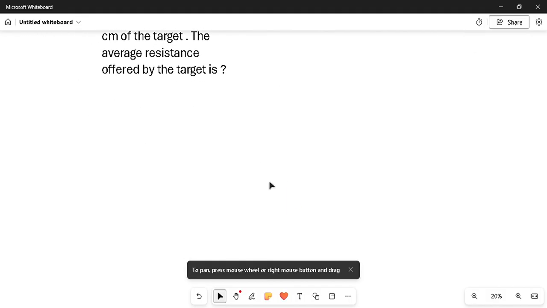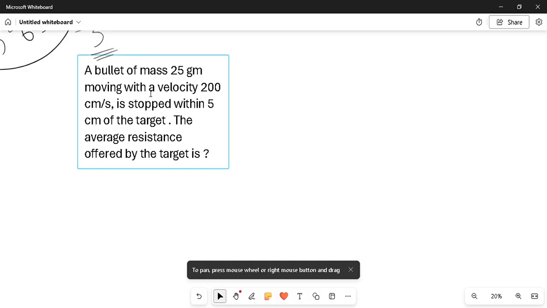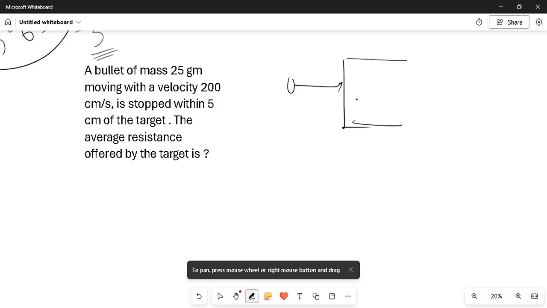One question, I think this is the last question. A bullet of mass 25 gram moving with a velocity of 200 centimeter per second is stopped within 5 centimeter of the target. Find the average resistance offered by the target. This is the bullet, this is the target, and the bullet stops within 5 centimeter in the target. When it enters the target its velocity is u, and when it stops its velocity is v.